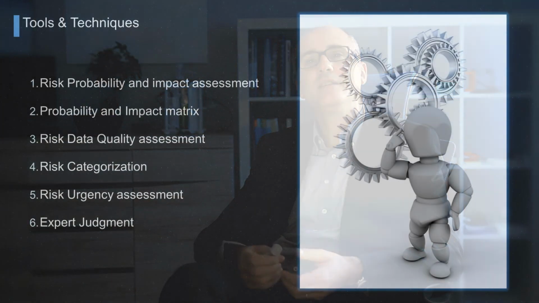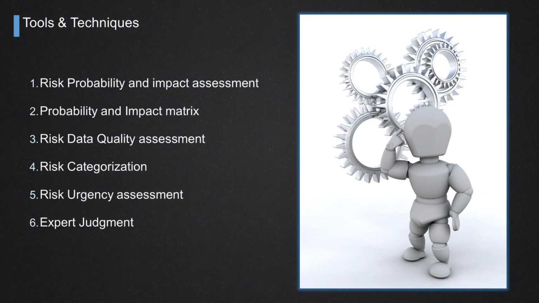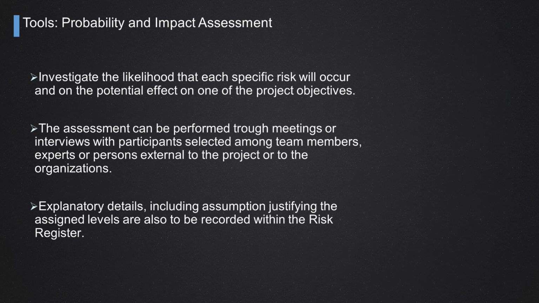Let's dive deeper and enter into more detail on how we have to do this assessment. We have to investigate the probability, the likelihood that an event could occur during the project life cycle, and the potential effect that we will face on the project objectives. How can we investigate? We go through different tools, but mainly they are based on assessments done through interviews, through meetings with selected participants from the team.